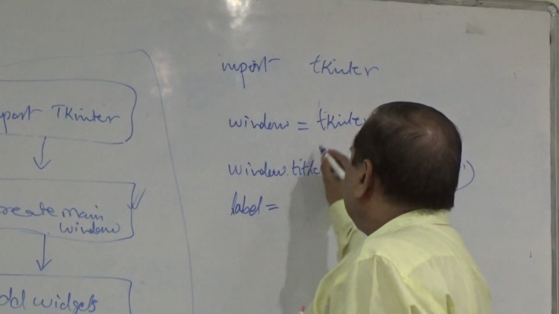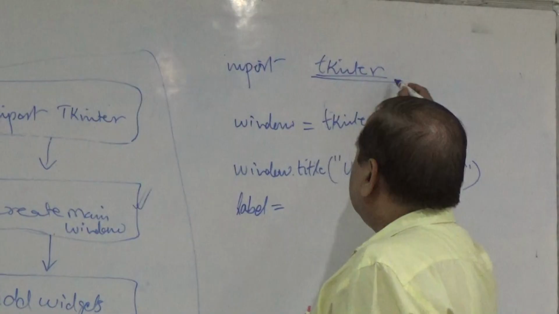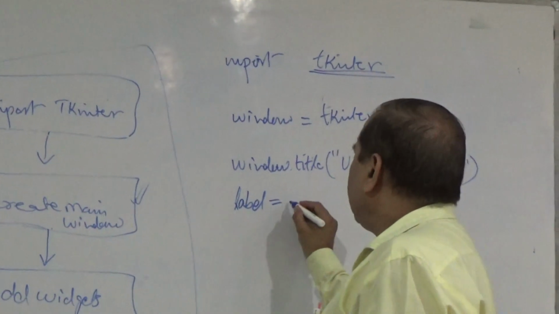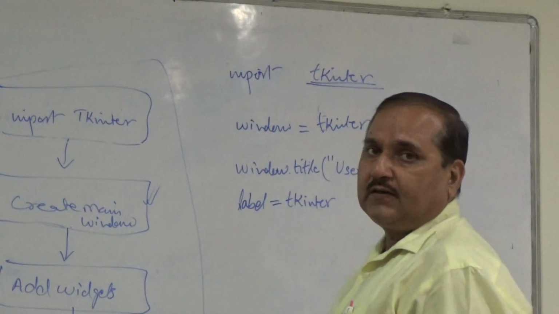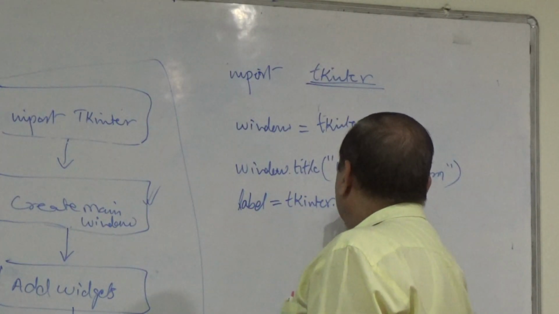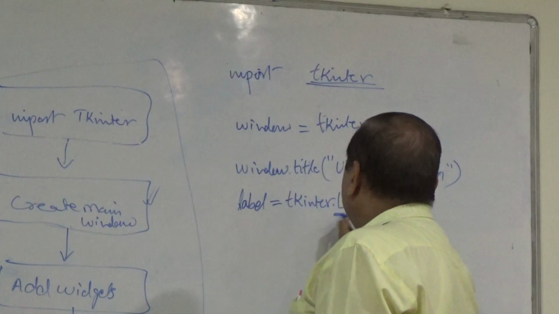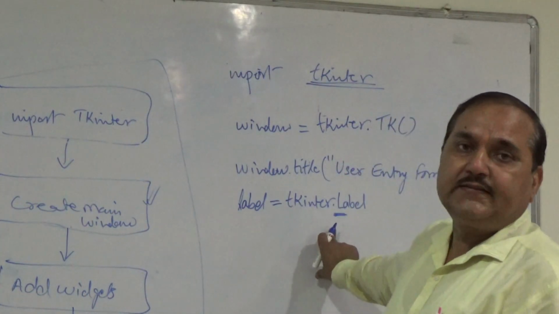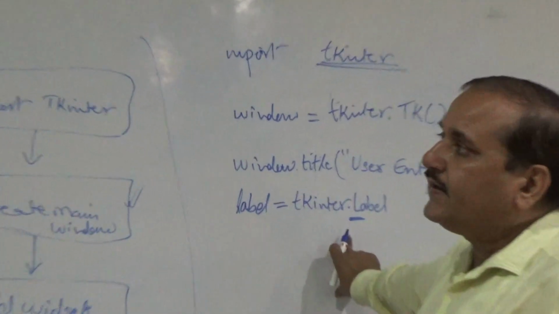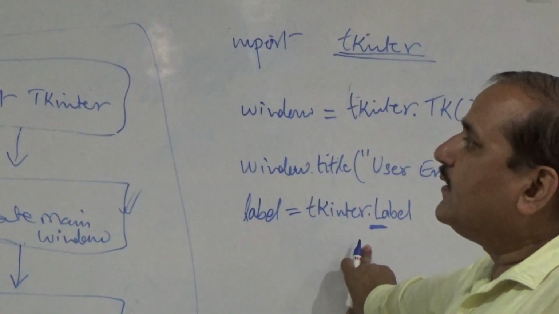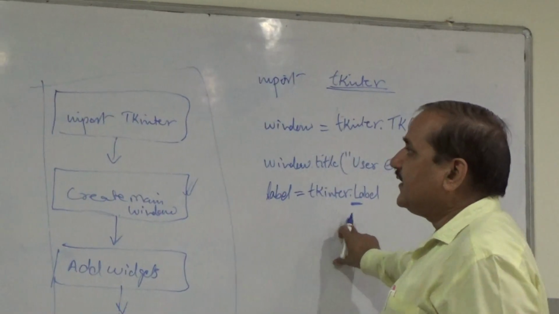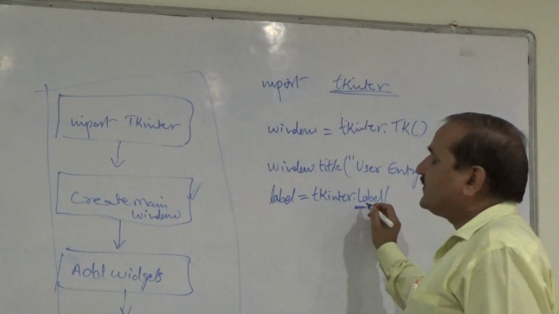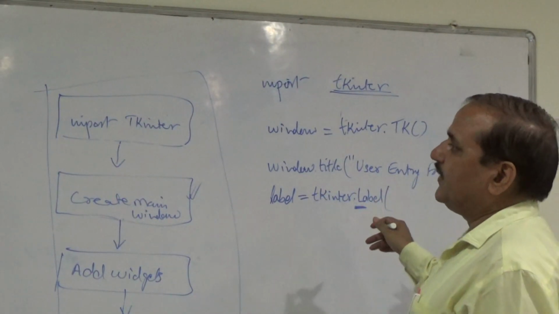How are we going to write? Which module has the label? So here tkinter dot Label. Everyone keep in mind that this L is a capital letter. If you write it in a small letter, then it will display some errors. Yes, because here we are going to call the Label class.